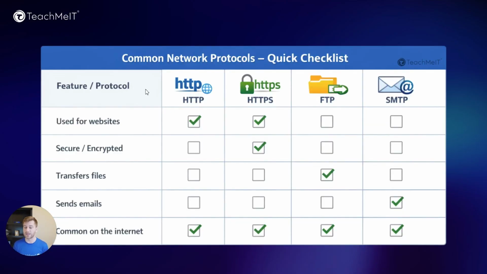And here's a quick checklist that you can pause the video to look at. This compares HTTP, HTTPS, FTP, and SMTP. So in this one, we covered some of the different network concepts that you need to understand. We finished off our high-level overview of network concepts, and now we're going to be going into small networks.